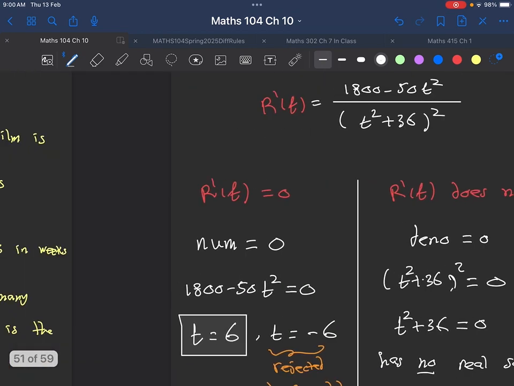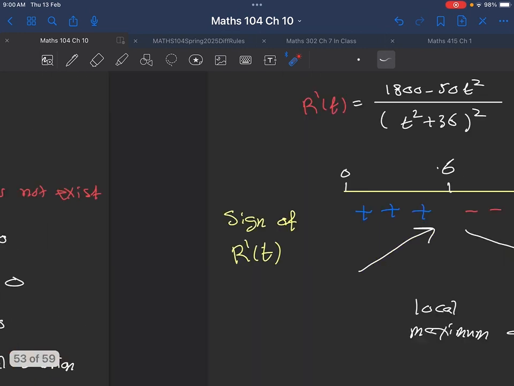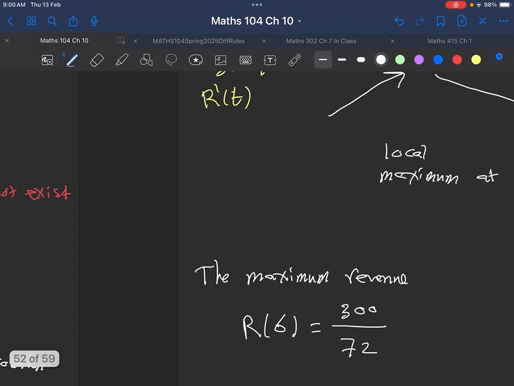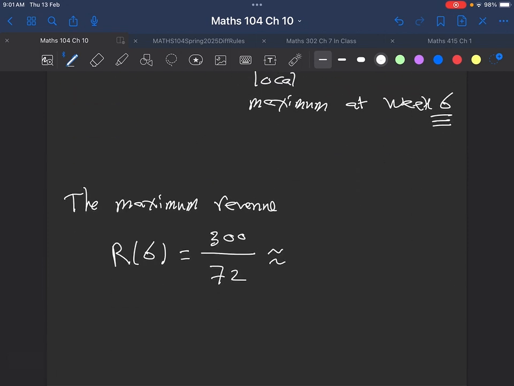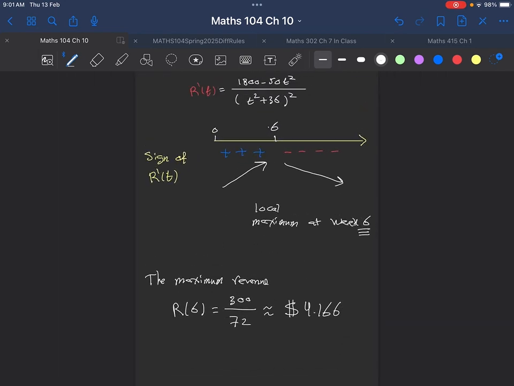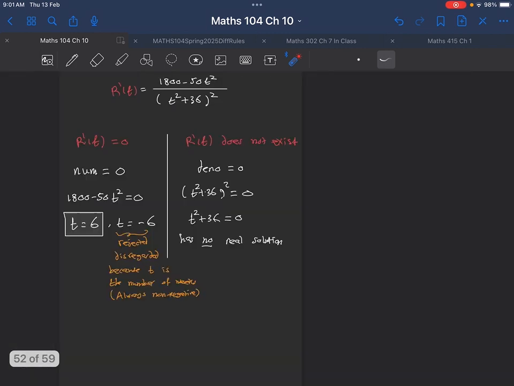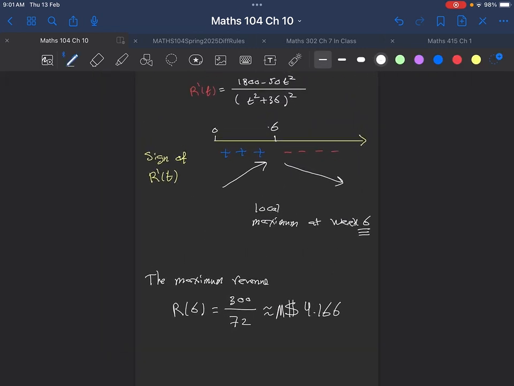So all we need to do is substitute 6. It will be 72 in the denominator, and if we put 6 here, we will get 300. That's almost 4.166 dollars. Of course, it should be in $1 million. So let me write it down: $1 million.